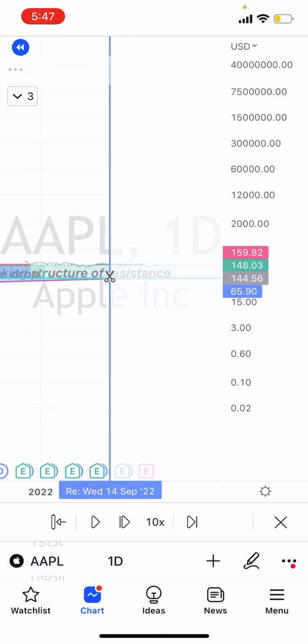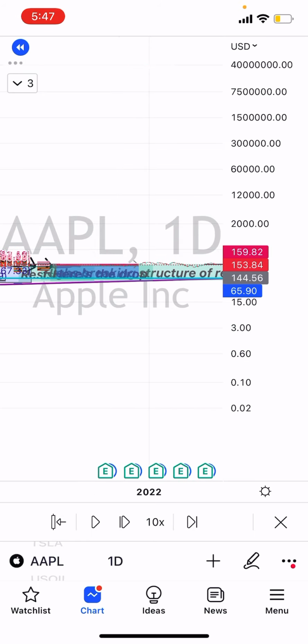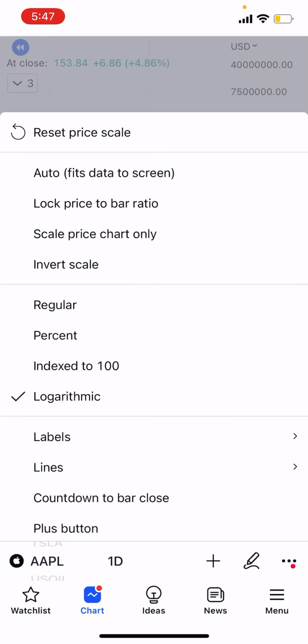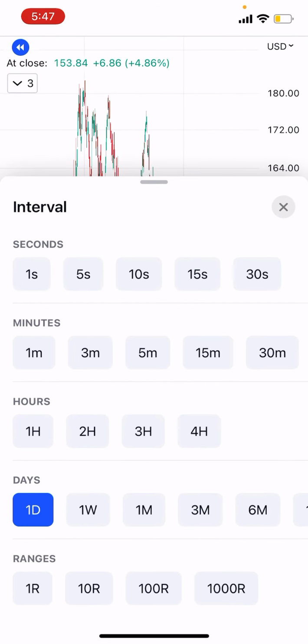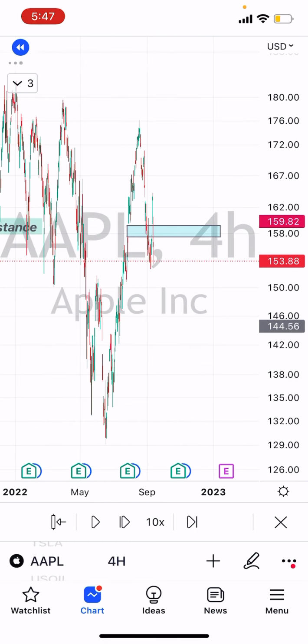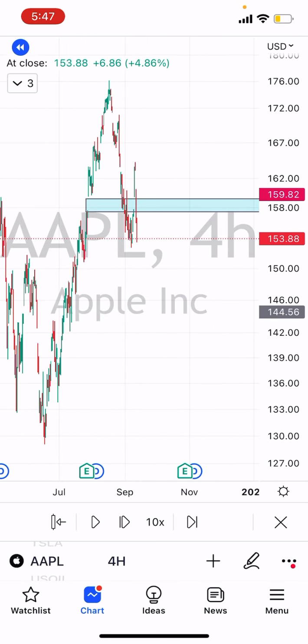So we're going to go back a couple days here to September 22nd. Hit the little gear on the bottom right corner, reset scale price. Going to go down to the 4-hour time frame, and just going to delete this little box here. Now I have 3 indicators.